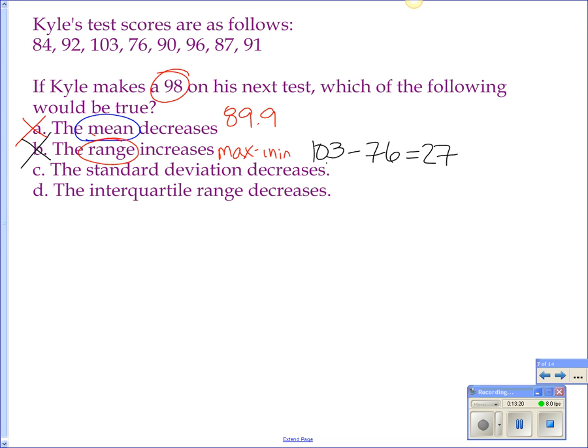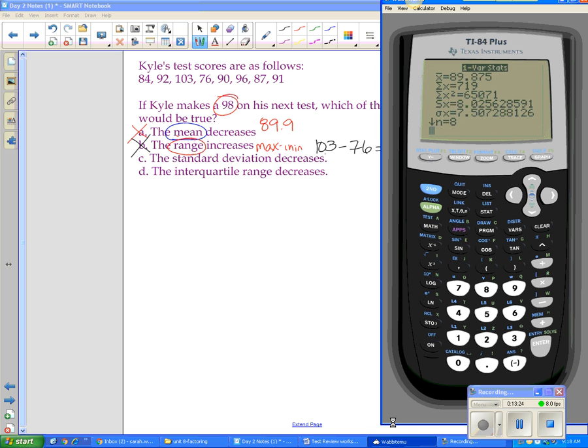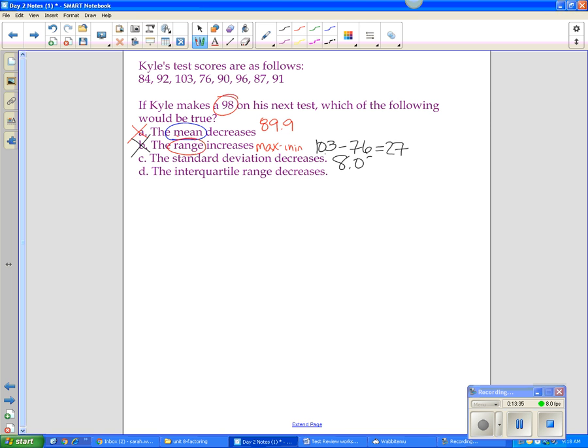All right. In your calculator, the standard deviation is the SX. So you can see it right there. SX is the standard deviation. So you get 8.02 is the standard deviation.